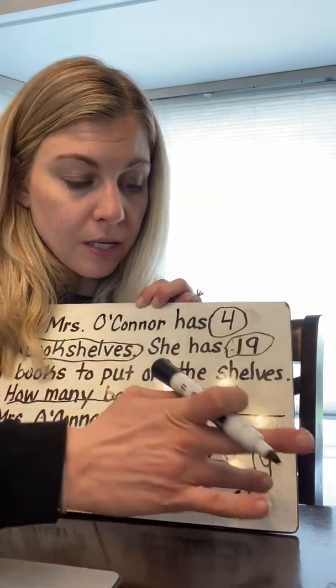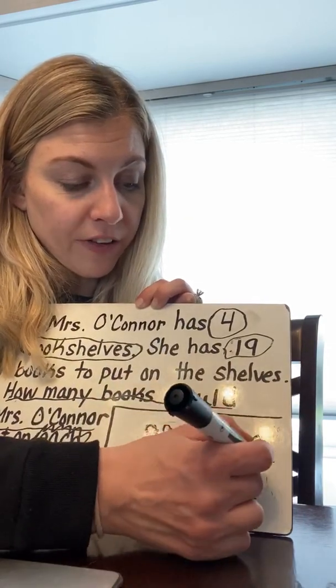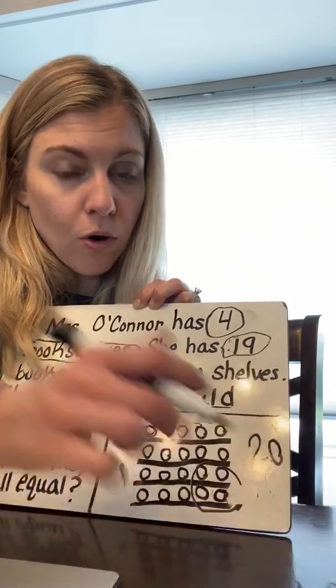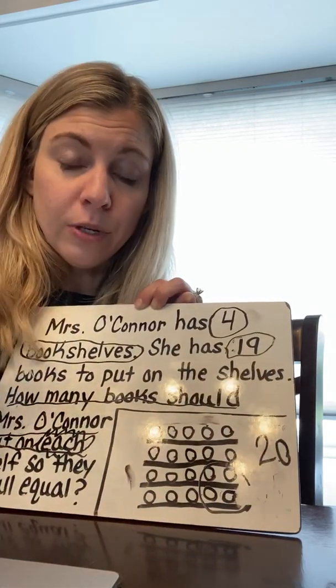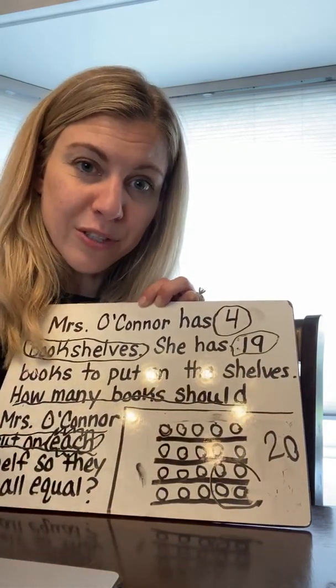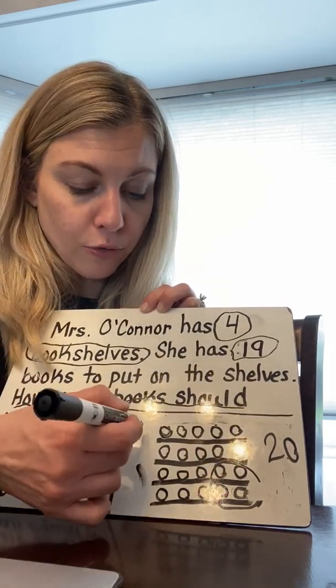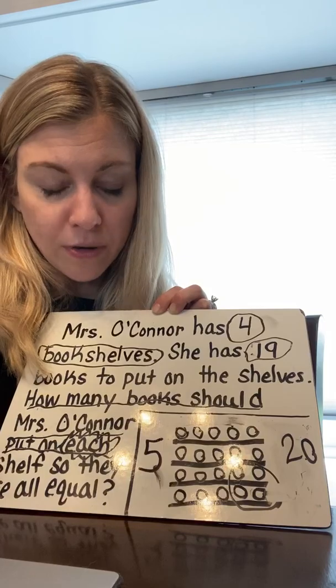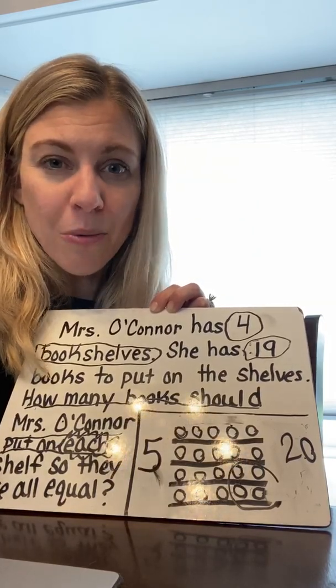Okay, but because our number 20 was perfect, we were able to get a nice equal rectangular array, which is 5 plus 5 plus 5 plus 5 was 20. Okay, so our answer was there were 5 books on each row. Each shelf had 5 books on it.